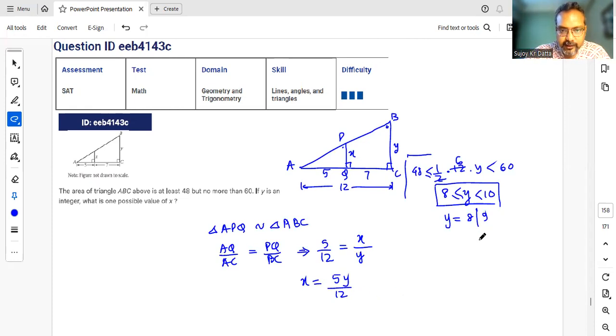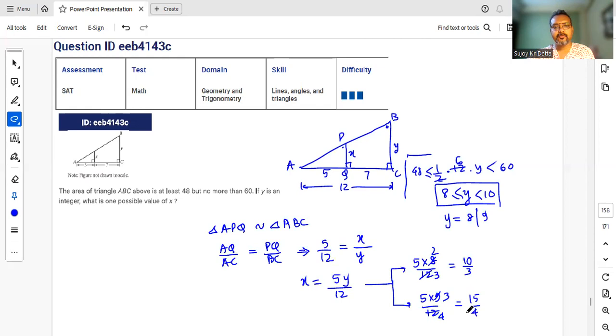And we know that y could be 8 or 9. So one possibility could be 5 times 8 over 12, so 10 over 3, or 5 times 9 over 12, 15 over 4. It will be one of those two values. It does not say that x is also an integer here, right? Okay, these are the two values of x. All right, let's go to the next question.